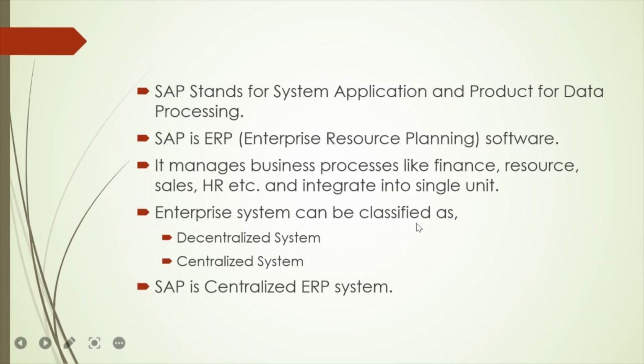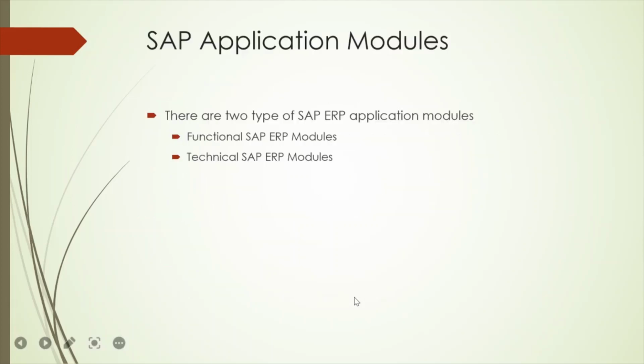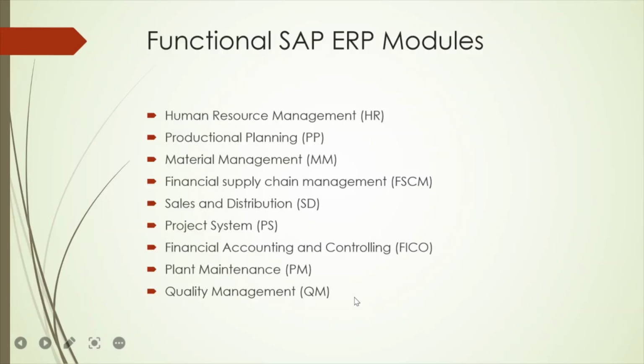Enterprise systems can be classified as decentralized systems and centralized systems, and SAP is a centralized ERP system. Let's move on to the next slide. SAP has different application modules. There are two types of SAP ERP application modules: functional SAP ERP modules and technical SAP ERP modules.